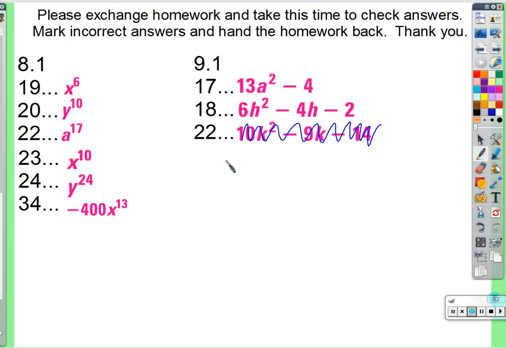That's the answer for 20. Yeah, it is. I'm making sure. Alright, so if somebody marked that wrong, on your homework, make sure to mark it right.